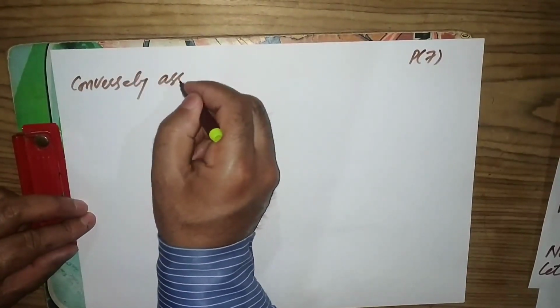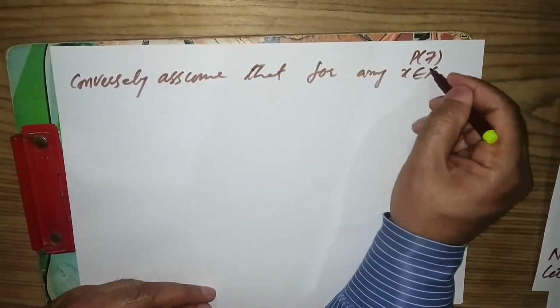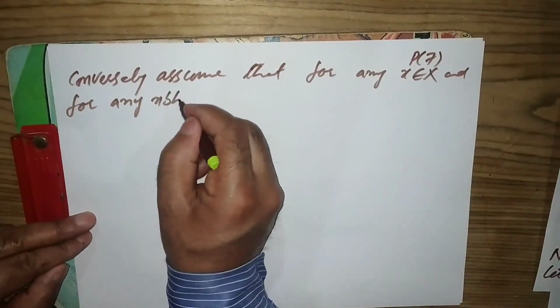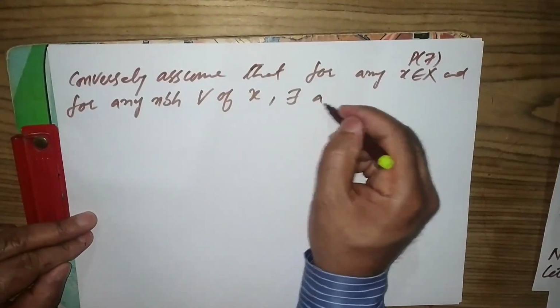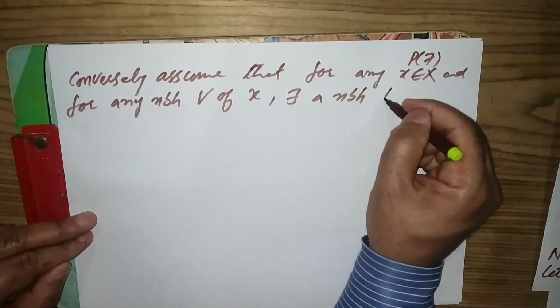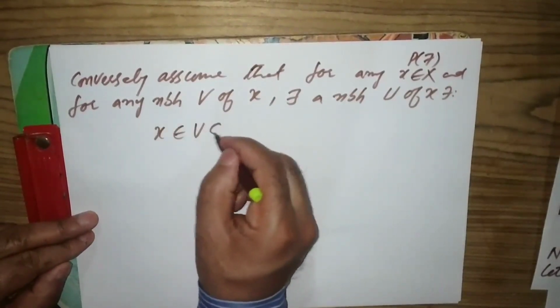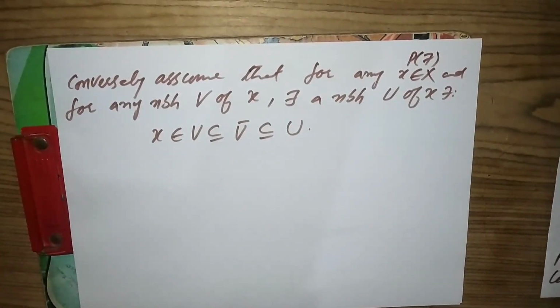Conversely, assume that for any x in X and for any neighborhood V of x, there exists a neighborhood U of x such that x belongs to V, subset of V closure, subset of U. Suppose this is true. So this is the lemma.